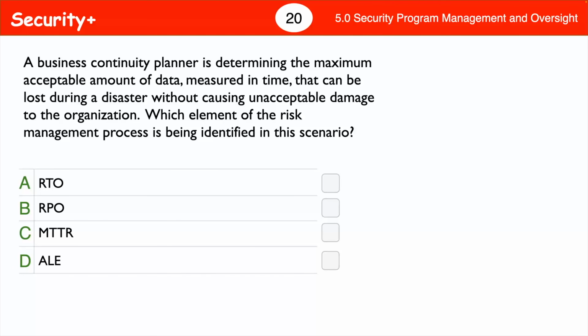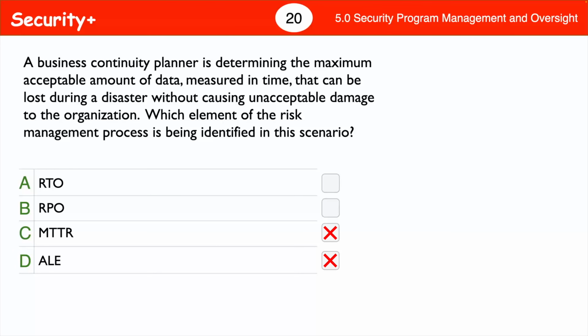And we can start with eliminating D, ALE. And if you remember, that's annualized loss expectancy. And ALE calculates yearly financial loss from a threat. It's not time-based data though, okay? Next, we can eliminate C, MTTR. And that is mean time to repair. And MTTR measures how long it takes to fix a failed system. And in this scenario, it has nothing to do with recovering lost data.